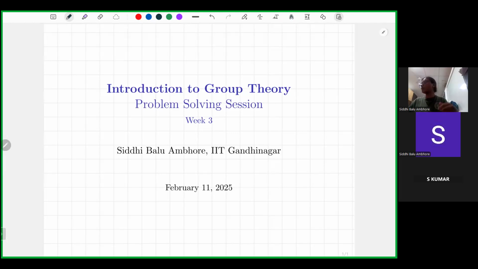I am Siddhi Balu Ambore from IIT Gandhinagar, and today we will discuss problems related to the syllabus from week 3, that is, problems related to some elementary number theory, order of an element in a group, cyclic group and its subgroup, and characterization of cyclic groups. Okay, so let us start with our first problem.